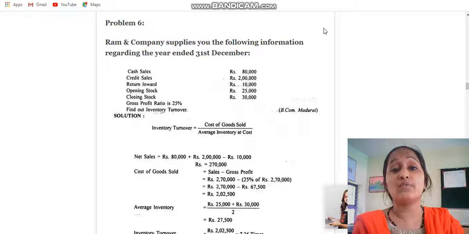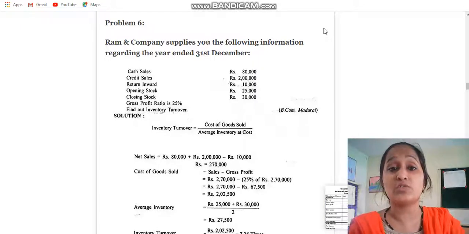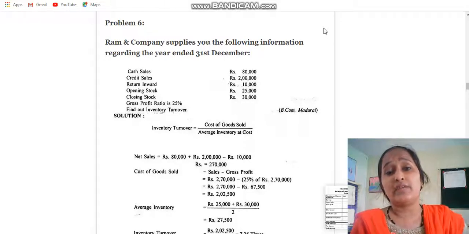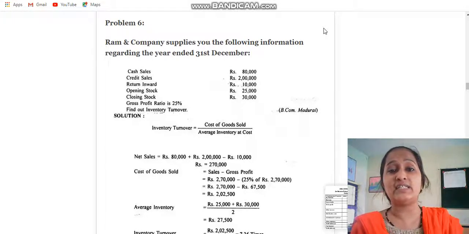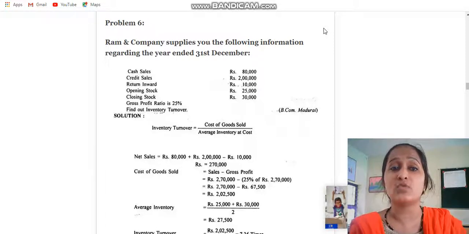So as you know very well, activity ratio consists of four major types of ratio. Number one is stock turnover ratio, then debtor turnover ratio, creditor turnover ratio, and working capital turnover ratio. Each and every ratio is going to help you understand how actively cash is involved in the business operating activity, business operations.